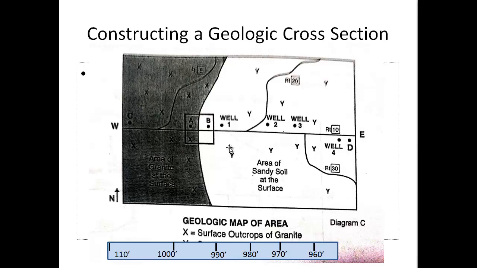At well 1, our granite is going to lie 10 feet below the surface. At well 2, it's 20 feet below the surface. At well 3, it'll be 30 feet below the surface. And then at well 4, the granite is 40 feet below the surface. From this information, we can definitely see that the granite is sloping to the east. And from the elevation measurements, we can also tell the thickness of the sandy soil.